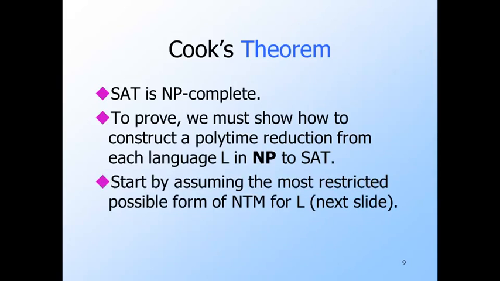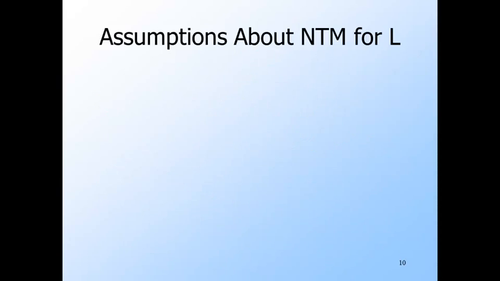To make the reduction from these Turing machines to SAT easier, we're going to make some restrictions on the Turing machine, but only restrictions we can assume without losing any of the problems in NP. That is, every problem in NP has one of these machines, which we'll describe on the next slide. The restrictions we make are the following.